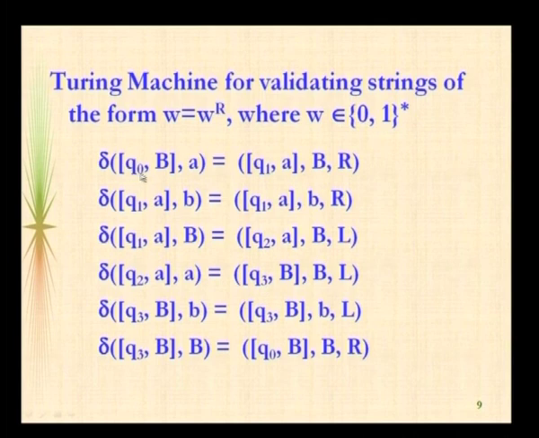So, we start with Q0 with nothing on the storage, and A is the current symbol, you record it and make it blank.